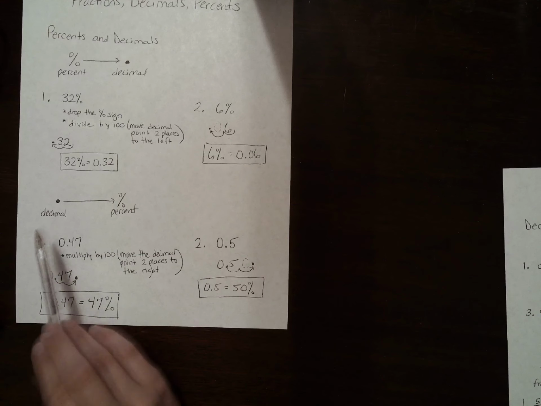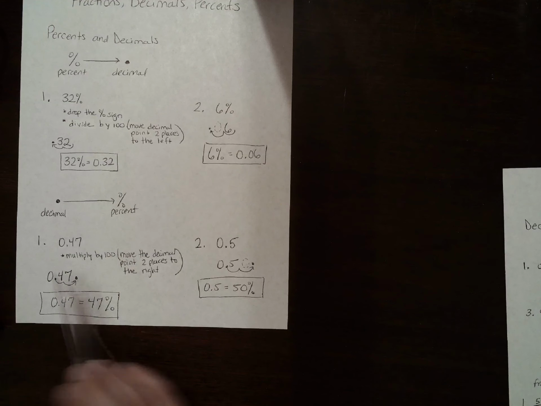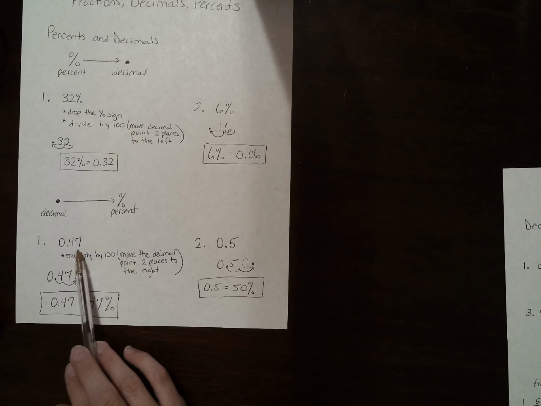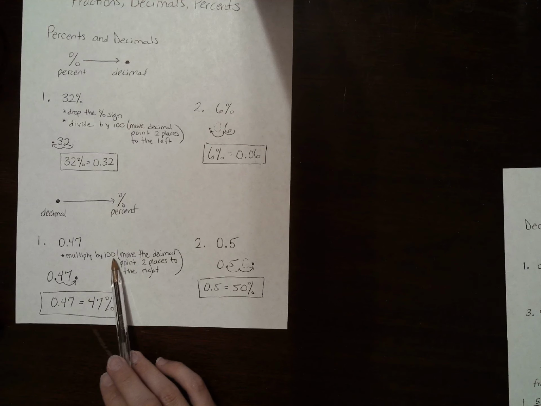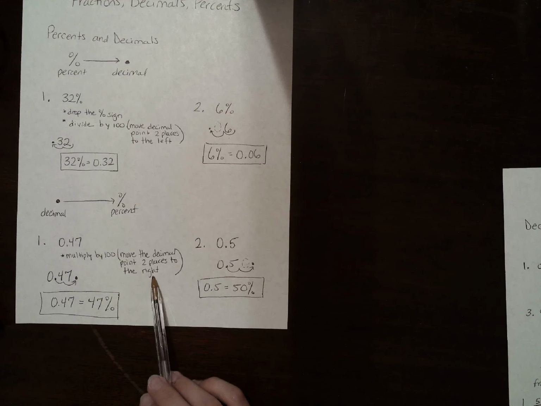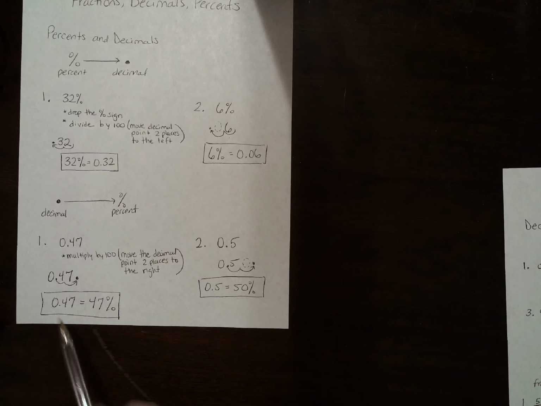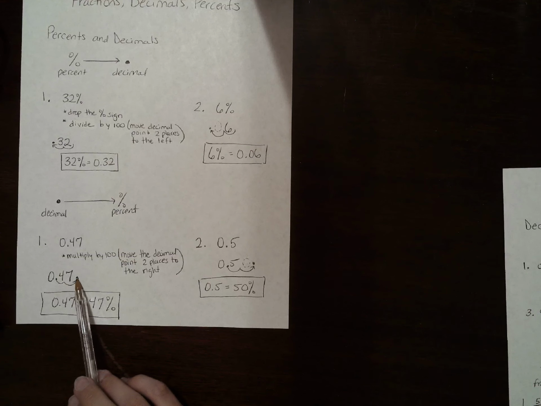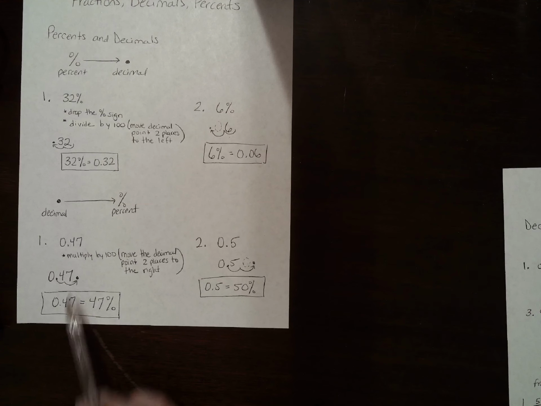Now we are going to convert decimals to percents. Number 1, we have 47 hundredths. We are going to multiply by 100, which means we are going to move the decimal point 2 places to the right this time. So we are going to take that decimal point and move it 2 places to the right. So now the decimal point is at the end of 7. So 47 hundredths is equal to 47%.